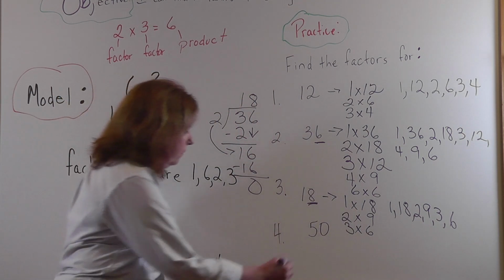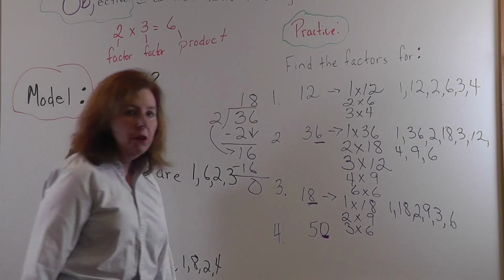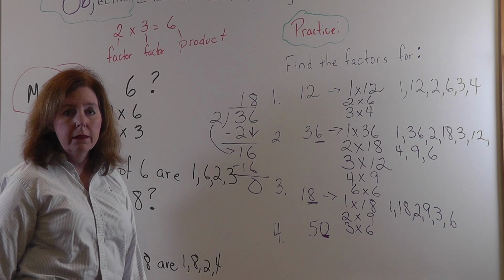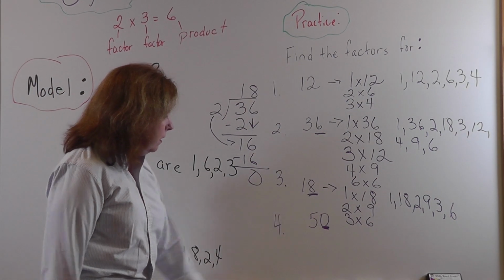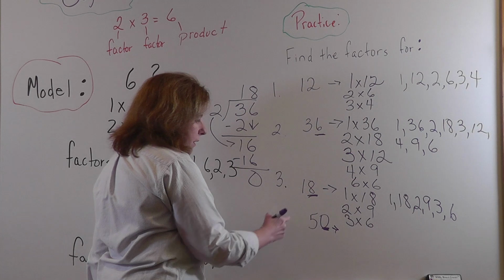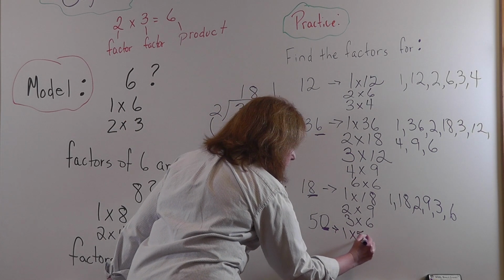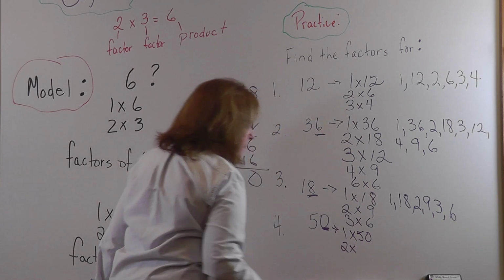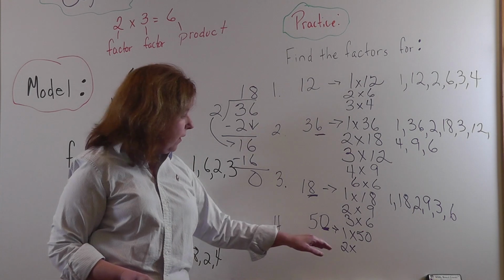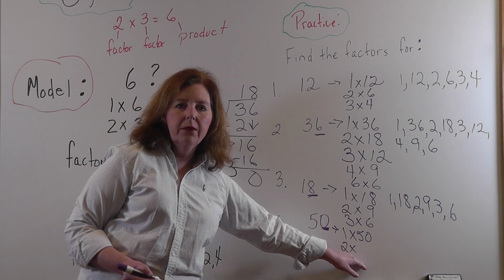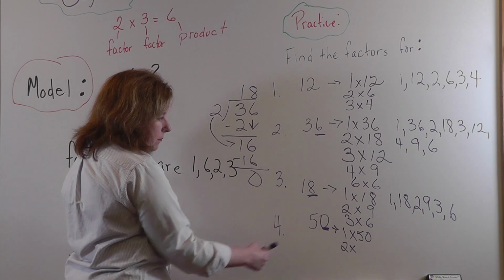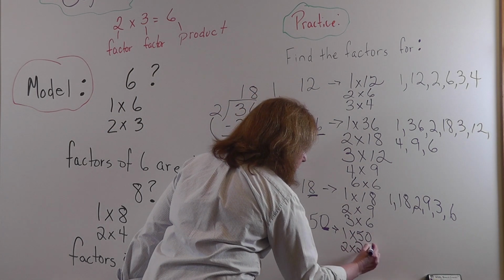Now I have 50. Well, 50, I look at my ones place, 0 is even. Even numbers are any number that ends with 0, 2, 4, 6, 8. Okay? So, I know it can be multiplied by 2 or divided by 2. First, I go 1 times 50. Then I go 2 times what gives me 50. Well, half of 50 is 25. So if I multiply 2 times 25, I'm going to get 50. Or you can divide 50 by 2 and get 25. So 2 times 25 is 50.